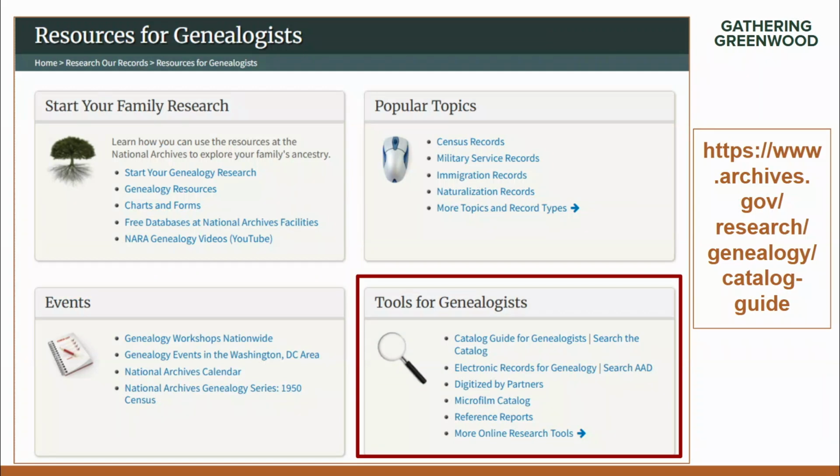And then when you're ready to go look at those records or try to find where you can look at them, you can start by reading the catalog guide for genealogists, which is the top link in this lower right section, or I put the direct link to the far right.